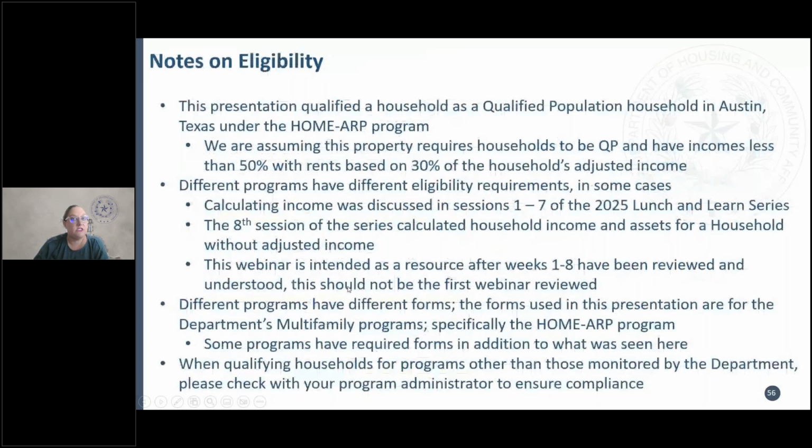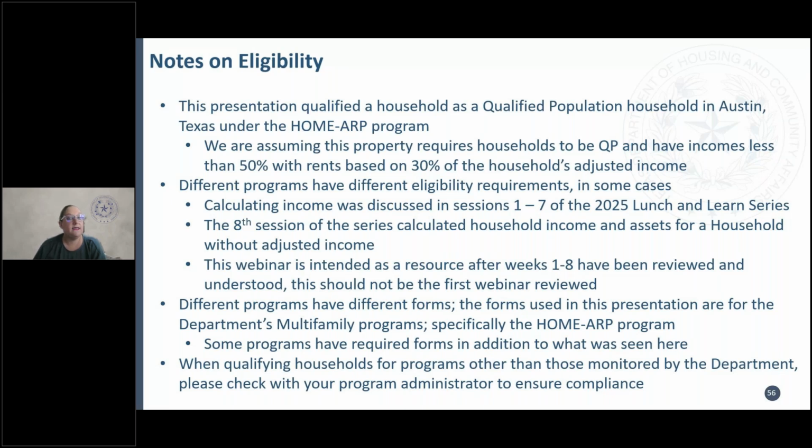So this presentation qualified a household as a qualified population household in Austin, Texas under the Home ARP program. We're assuming this property requires households to be qualified population or QP and have income less than 50% with rents based on 30% of the household's adjusted income. Different programs have different eligibility requirements.